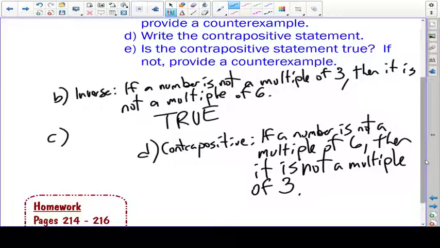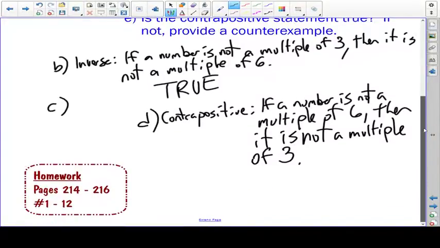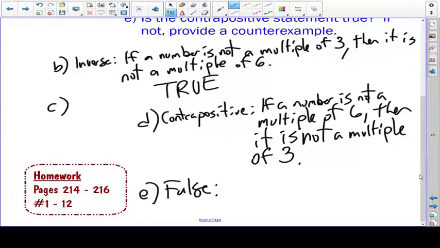These statements aren't always the easiest to read because they've got nots in them, and you have to think along those lines, and it's not always easy. But if a number is not a multiple of 6, then it is not a multiple of 3. Is that true or false? Give me a counterexample. 9 is not a multiple of 6, but it is a multiple of 3. So it's absolutely false. The counterexample is 9, or any other multiple of 3 that's not a multiple of 6.